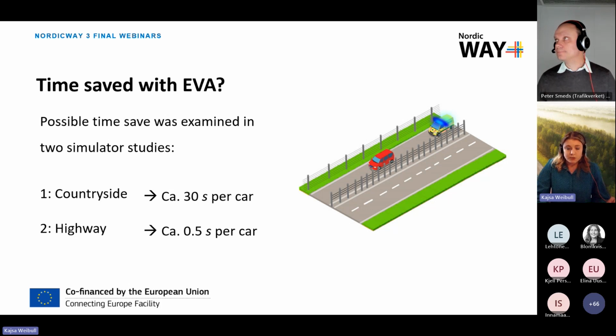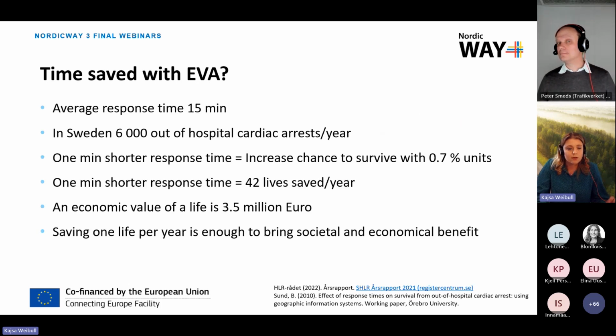We then tried to calculate what that would mean in terms of economical value. Here, David Sundström and I have been trying to calculate what we're talking about in monetary values. The average response time in Sweden for a prioritized call is about 15 minutes. If we look at one type of prioritized call, we have out-of-hospital cardiac arrests, and we have about 6,000 of them in Sweden each year.